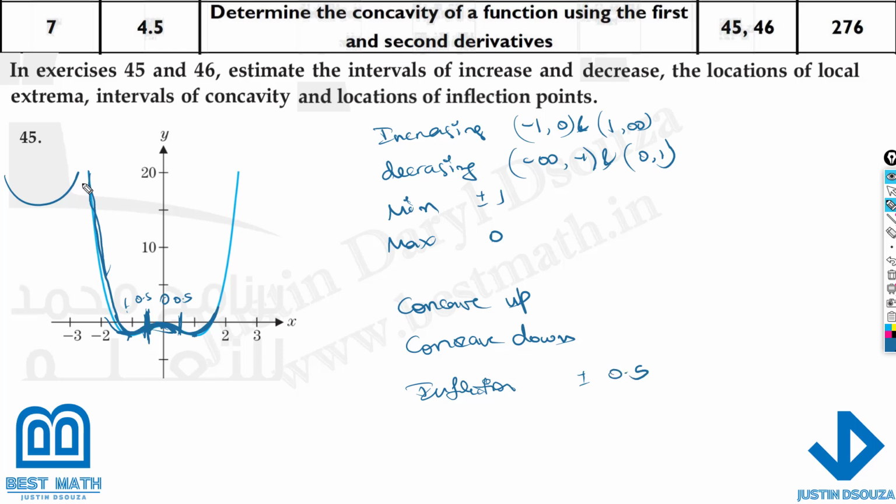And where is it concaving upwards? It's concaving up from minus infinity till minus 0.5, and it's also concaving up over here from 0.5 till infinity. Whereas where is it concaving down? From minus 0.5 to 0.5, it is concaving down. This is the only part where it's going down, and all the rest is up. So just by looking at the graph, you should focus on the points where it's turning.